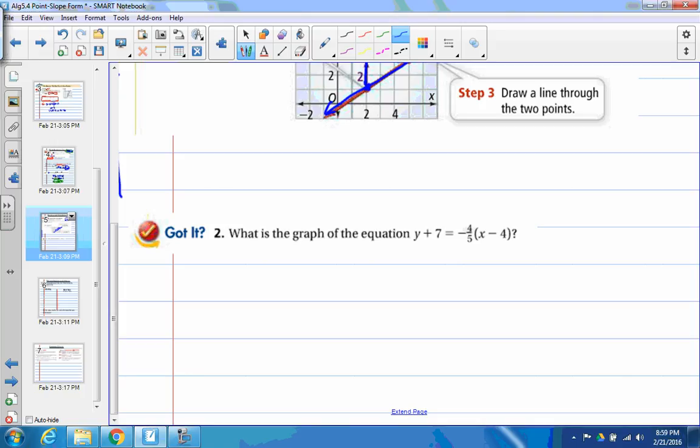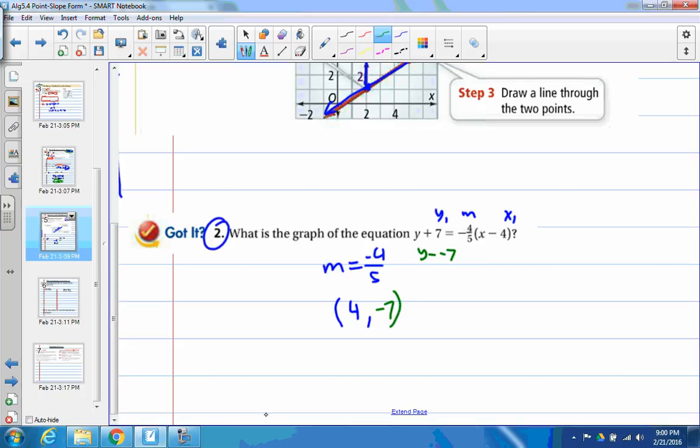What is the graph of the equation y plus 7 equals negative 4/5 times x minus 4? Alright, so now that you've done that, make sure that you know what the slope is and what the point is. So we know the slope is that negative 4/5. That's the m. So this would be the x1, and this would be the y1. The x1 is going to be 4. It is still minus, but for the y1, there's a plus. So whenever there's a plus, that means that you had a negative value, because it's supposed to be y minus, so it was y minus negative 7. So then the y value is actually negative 7.